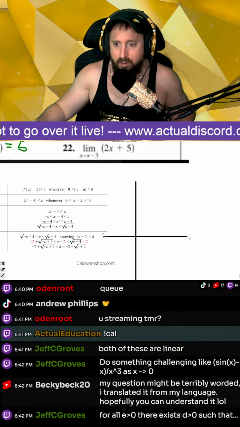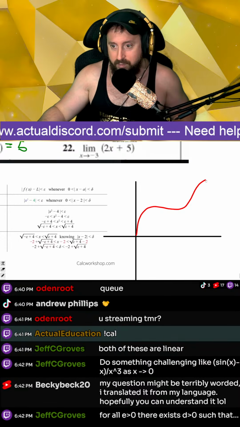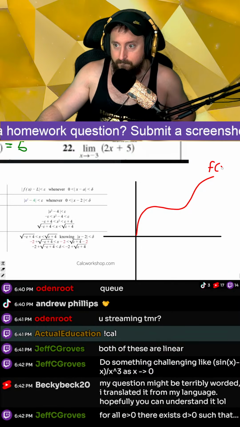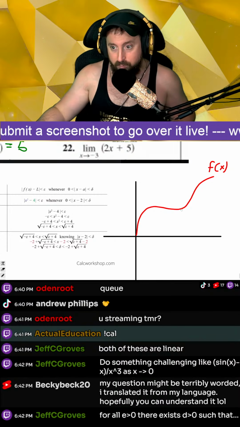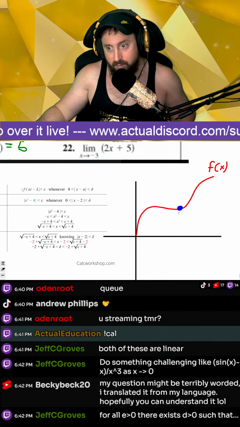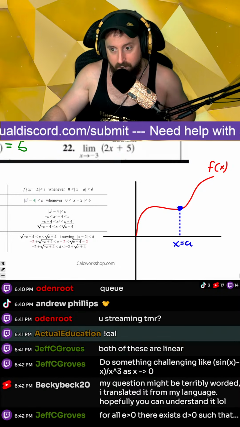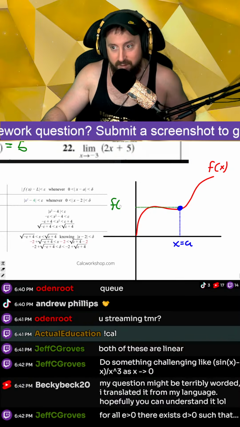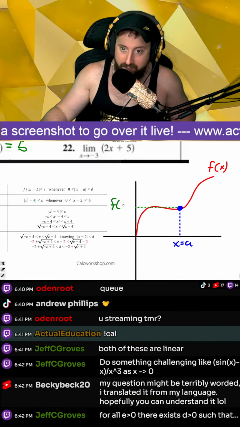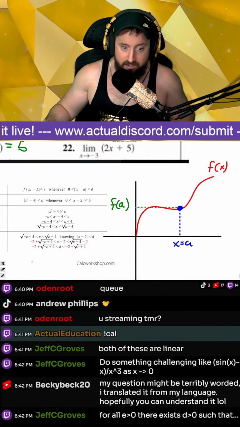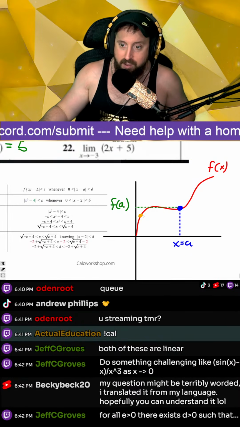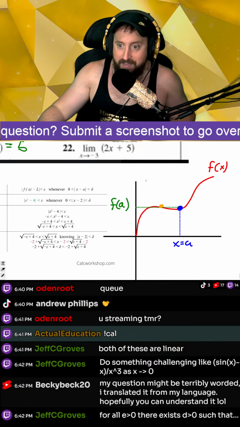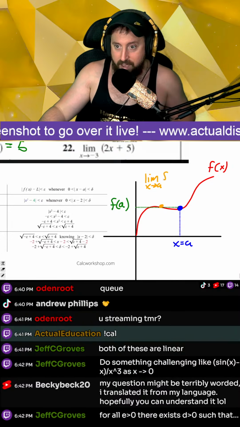If you have a function that looks like this, let's say this is f of x. Then let's pick a point that we're going to go towards, so let this be x equals a, and this is going to be f of a. What a limit does is it takes some point along f of x and starts approaching f of a. As this point along my function gets closer to x equals a, that's the same thing as the limit as x approaches a of f of x.